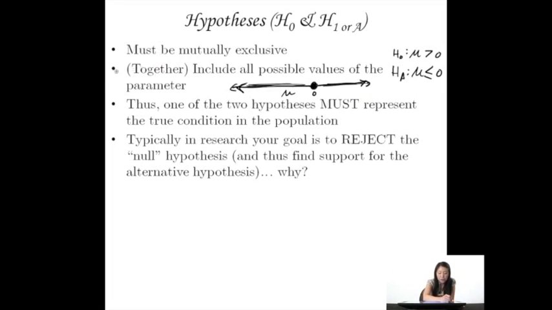If these are both true, here's what you get. One of these two hypotheses must represent the true condition of the population. You find out something that's true about the population. And then, as we said before, typically in research, your goal is to reject the null and find support for the alternative hypothesis. You can't actually prove the null hypothesis, but you can reject the null hypothesis.